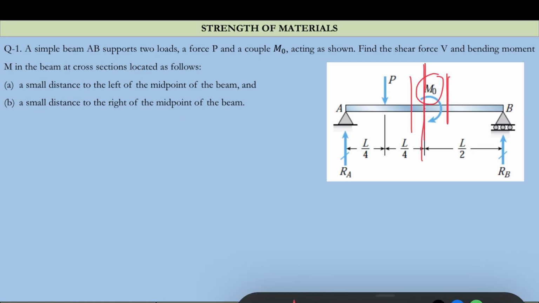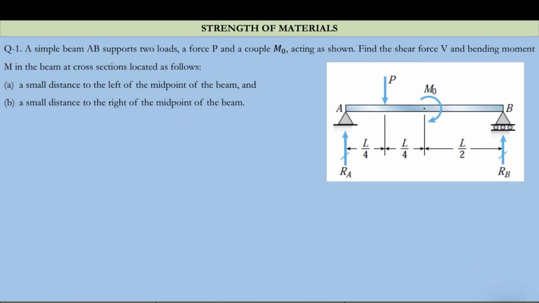If a load is also acting at this point, then the load will also contribute. Let us say some P1 is there, then it will also contribute. But right now there is only a load P at L by 4 from the left hand support, that is point A, and M0 is a couple which is acting at the center of the beam. So for the shear force and bending moment diagram, we have to take the section and check either from the left of that section or from the right of that section.